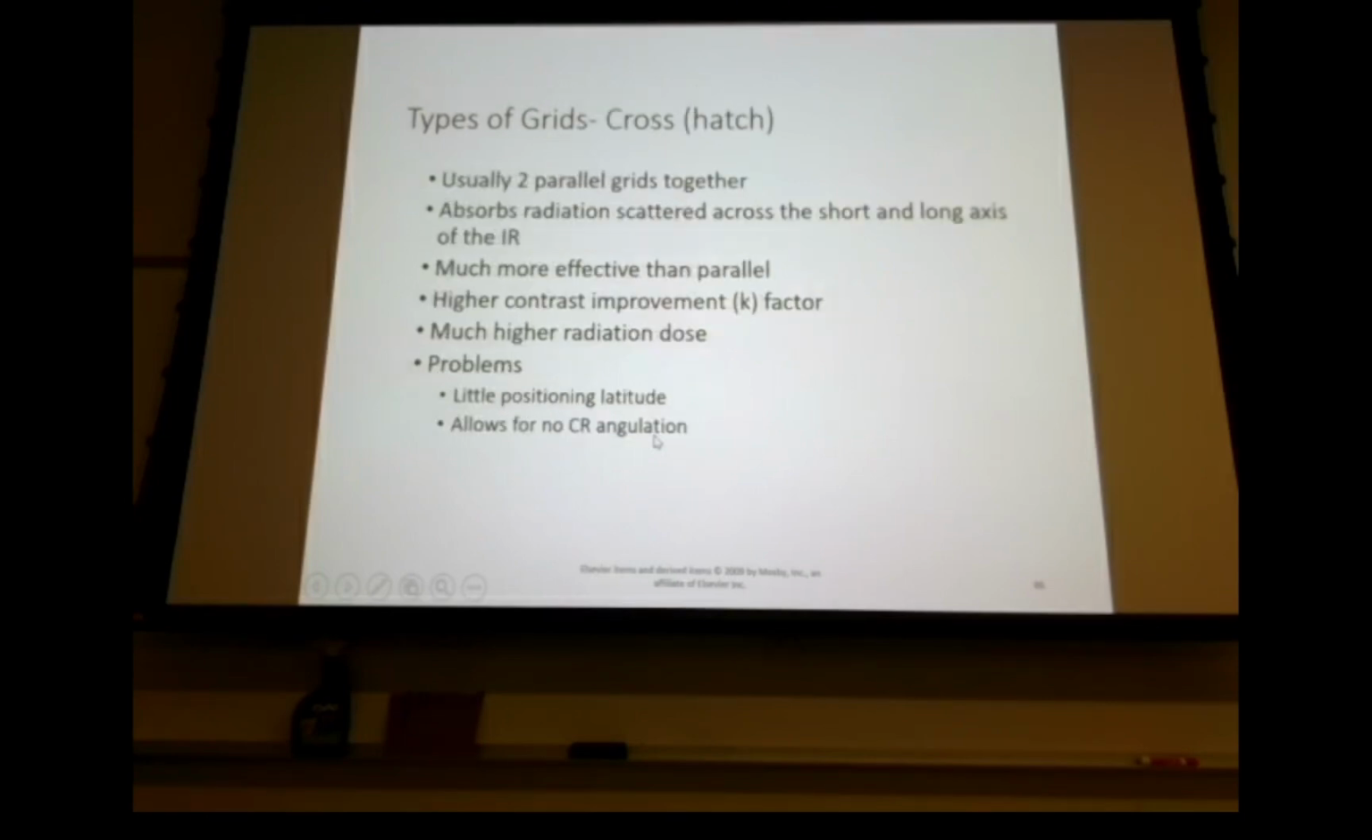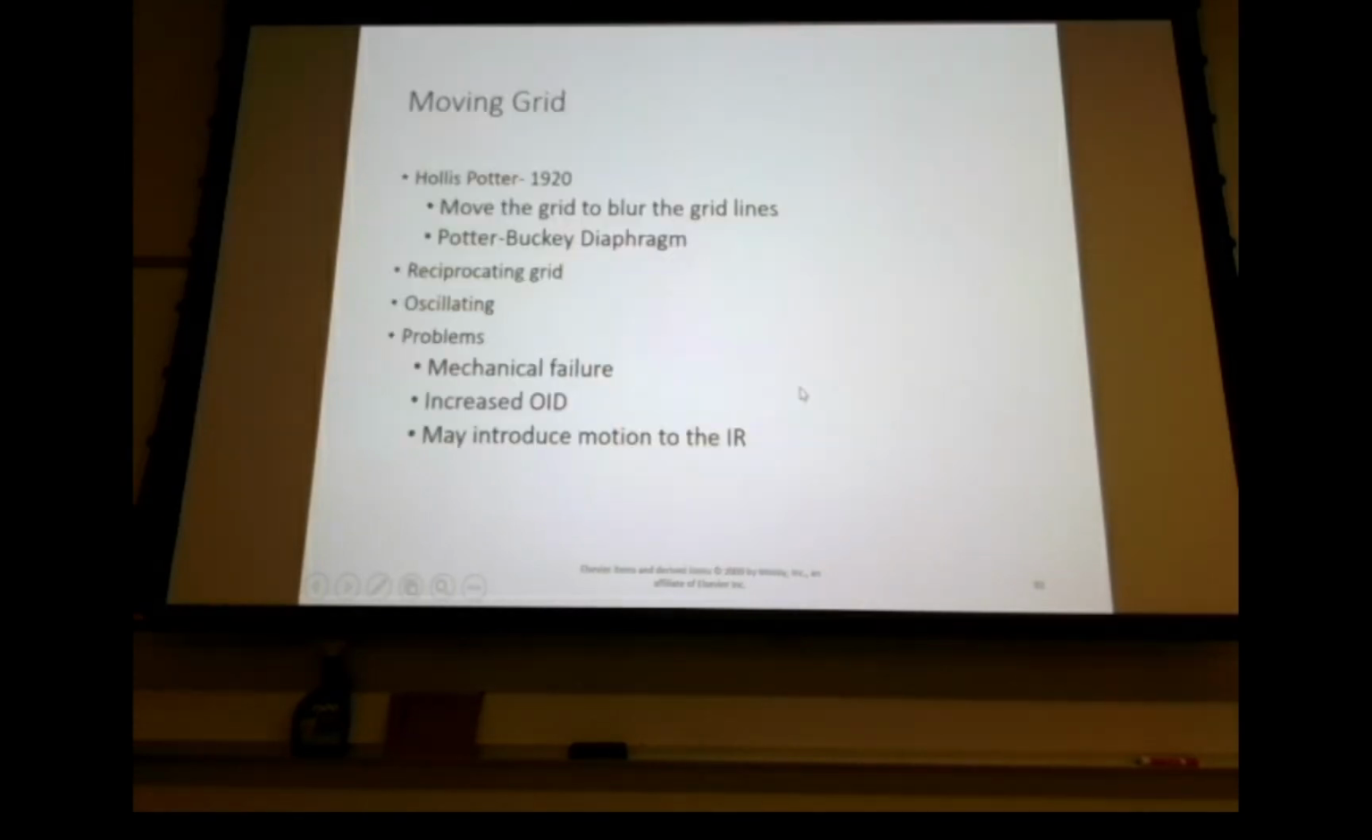So the crosshatch is usually two parallel grids together with the grid strips perpendicular to each other. Very, very good cleanup, but very low positioning latitude, inherently high dose. So a higher contrast improvement factor as well.